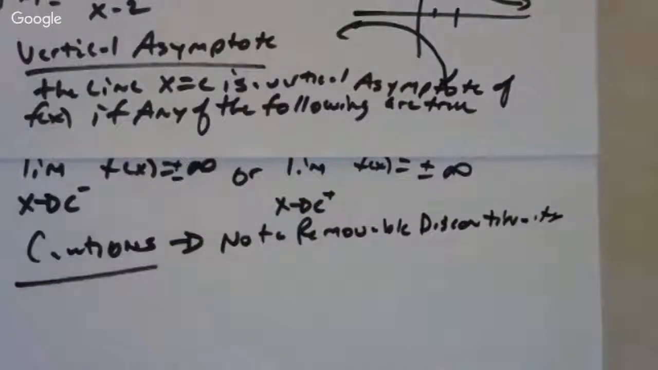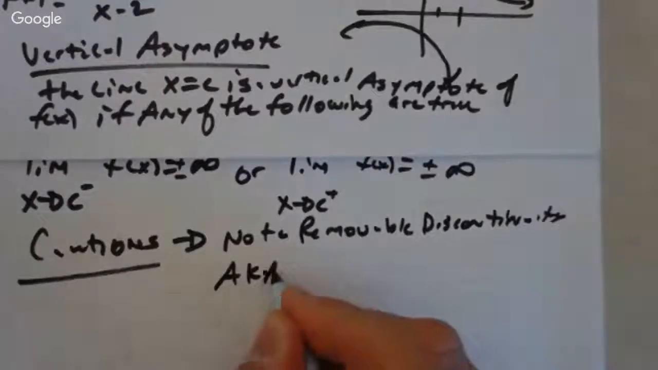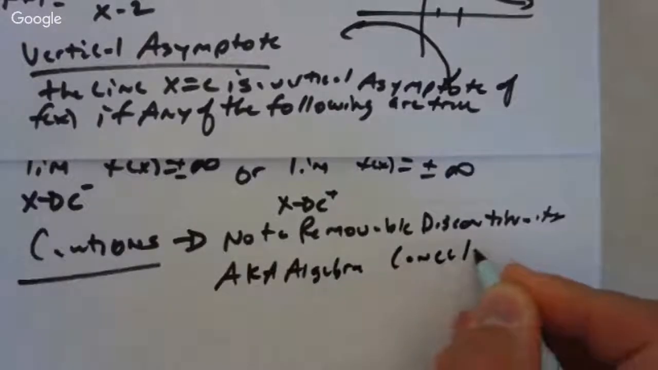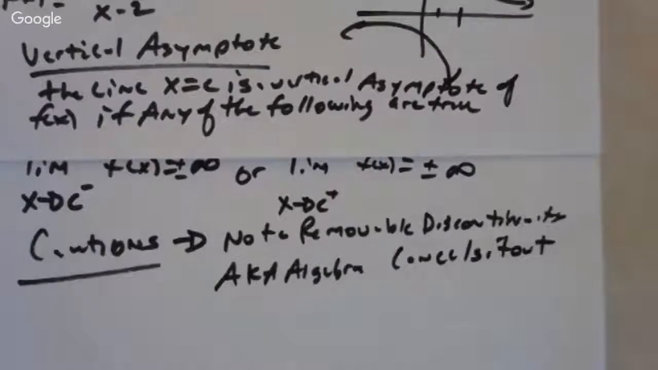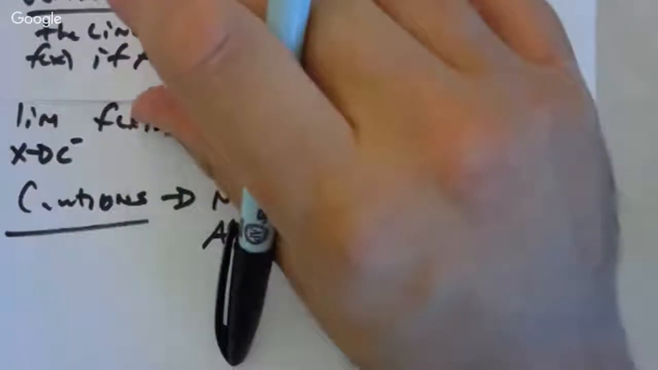Because a removable discontinuity, you can do what with the algebra? You can remove it. You can cancel it out. AKA, algebra lets you cancel it out. A removable discontinuity is just undefined at that one point, but the limits are equal. It's like we're going to there, we hit the spot and there's an open dot, and then it doesn't work just at that one point.